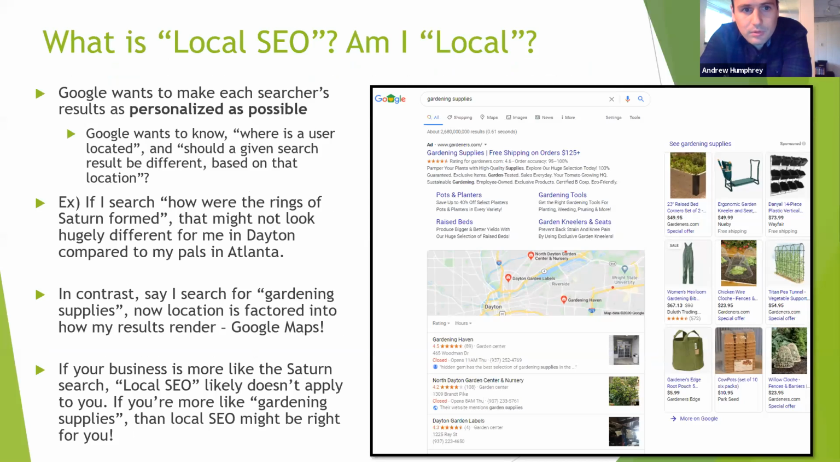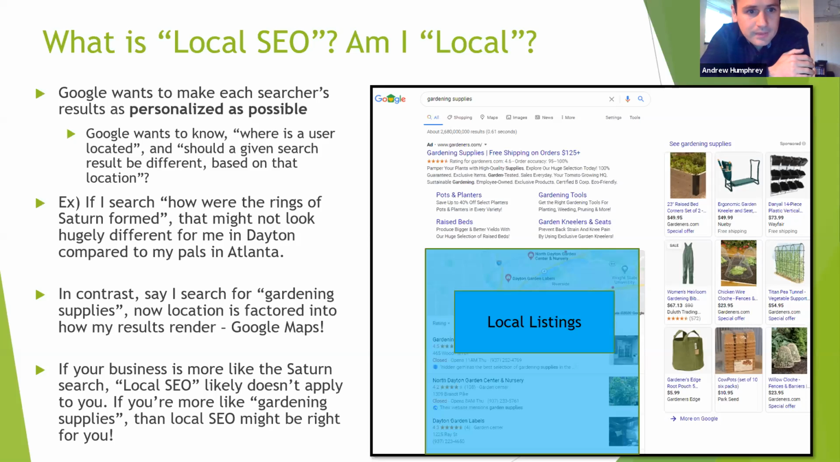So just as an example of something that's not locally focused, if I search something like how were the rings of Saturn formed, that really shouldn't look different for me living in Dayton, Ohio, as it should for anybody living in Atlanta. In contrast, if I've got a gardening supply store, now, yes, those results should look different for me in Dayton as they should for somebody that's living in Atlanta. So you're looking at your Google Maps results, basically, which are these guys down here.